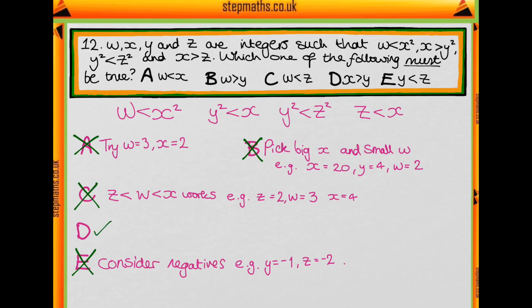We can also just see that the answer must be d, because if we look at the condition d, so x being strictly greater than y, this must be true because x is strictly greater than y squared, so it must be greater than y. And so we get our final answer of d.